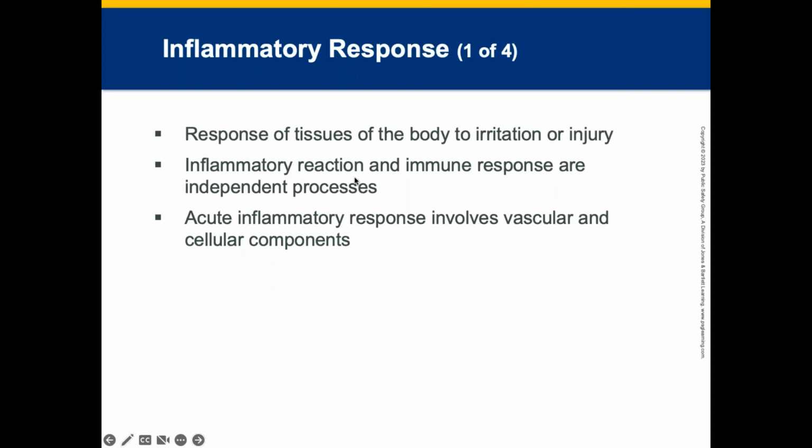All right, so inflammatory response. We're getting close to the end here. Inflammatory reaction and immune response are independent processes that often occur simultaneously. The most common causes of inflammation are infection and injury. Acute inflammatory response involves vascular and cellular components, right? So we have that patient who is anaphylactic.